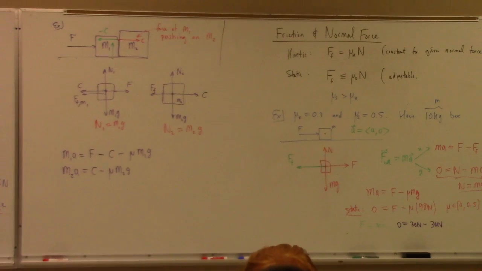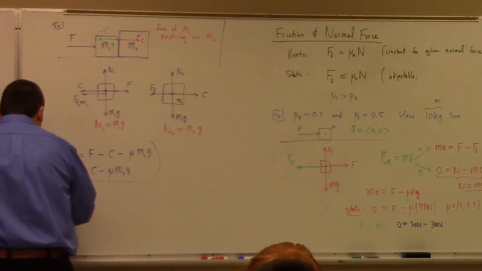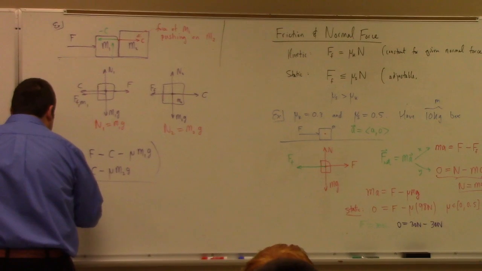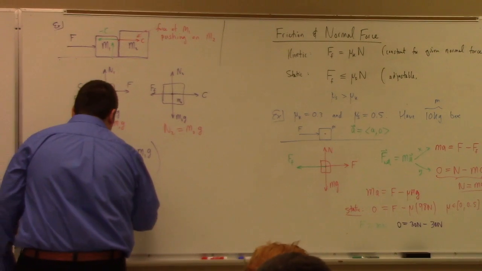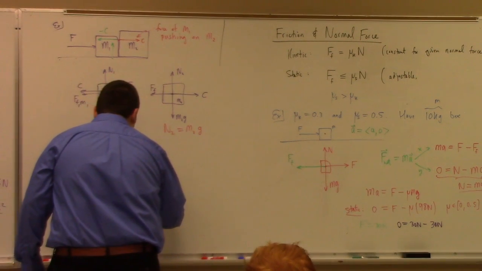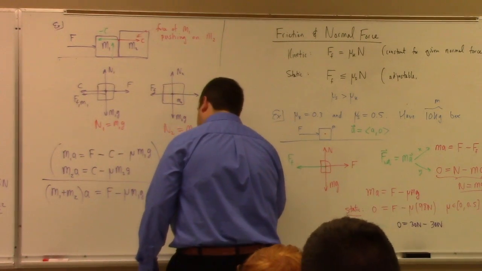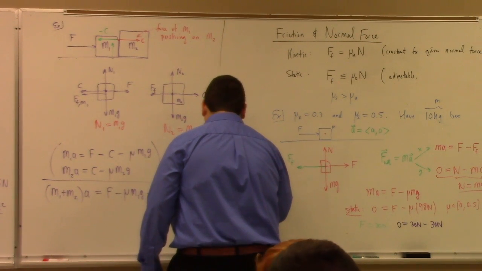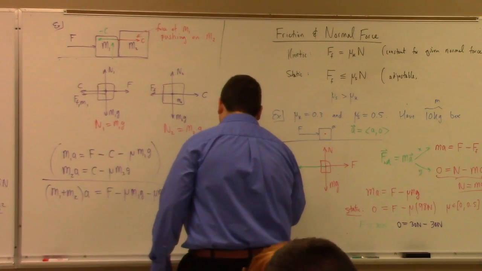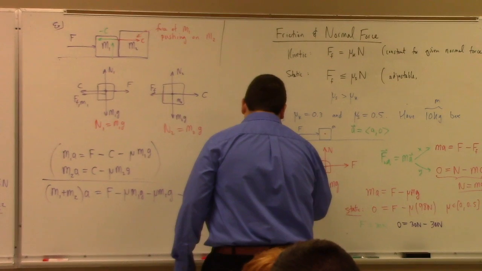And you can still find the acceleration much as we did last time. Add the equations, and what do you get? We get M1 plus M2 times A is equal to F minus mu M1G minus mu M2G. So this gives us that the acceleration, in fact, is equal to the force divided by M1 plus M2, minus mu G times the quotient of M1 plus M2.